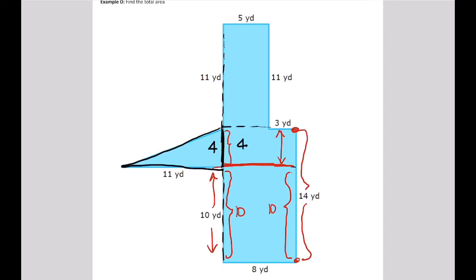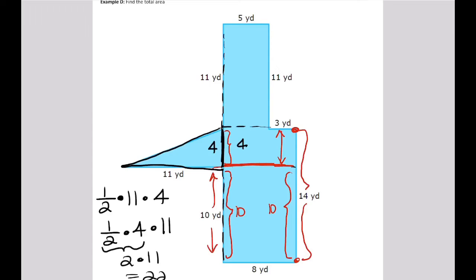And so now I'm just going to use the area of a triangle formula, which is 1/2 times base times height. I'm going to mix it up a little bit. 1/2 times 4 times 11, because it's easier to do 1/2 times 4. 1/2 times 4 is 2. 2 times 11 is 22. So 22 square yards for that one.